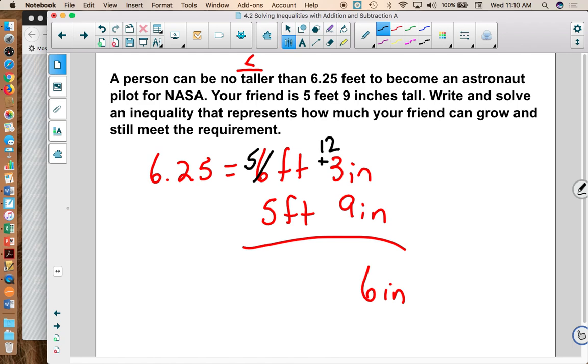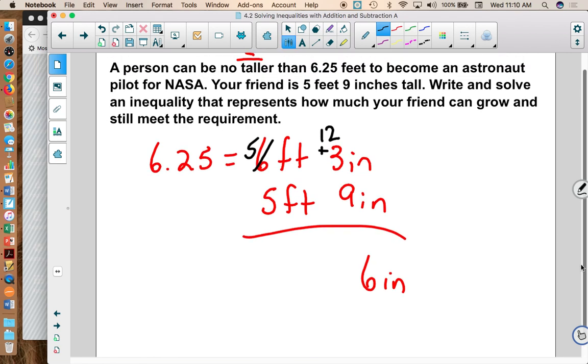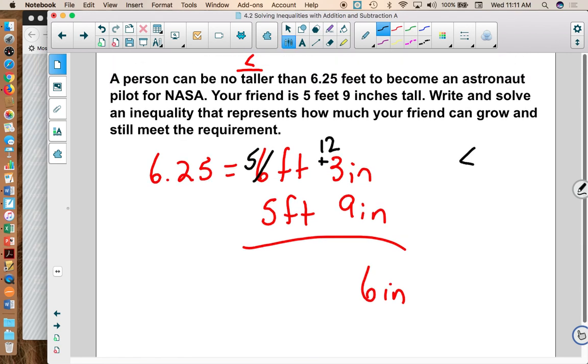Okay, so 6 inches. So write the inequality. What was our inequality symbol? Less than or equal to. So X is my growth. And where does the 6 inches go? On the right, doesn't it? I can grow a maximum of 6 inches or less to still make the astronaut.